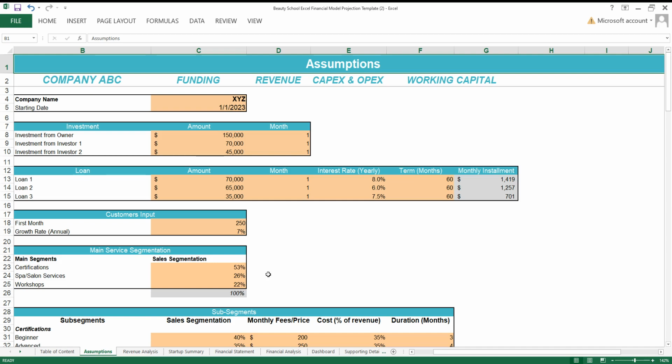These orange cells represent the numbers which can be altered according to your requirement and business, whereas these gray cells are the formula cells which update automatically. I can show you here, if we change the loan amount to 1 lakh, the monthly installment changes by itself.